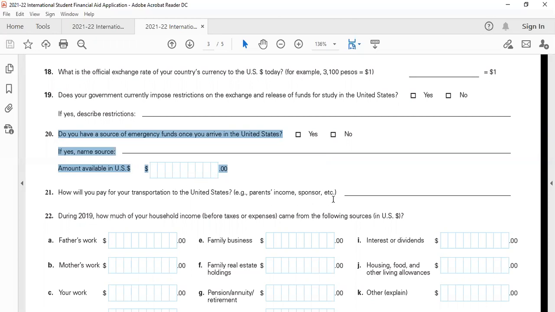How will you pay for your transportation? Again, you can mention your parents' income, your parents' savings over here.